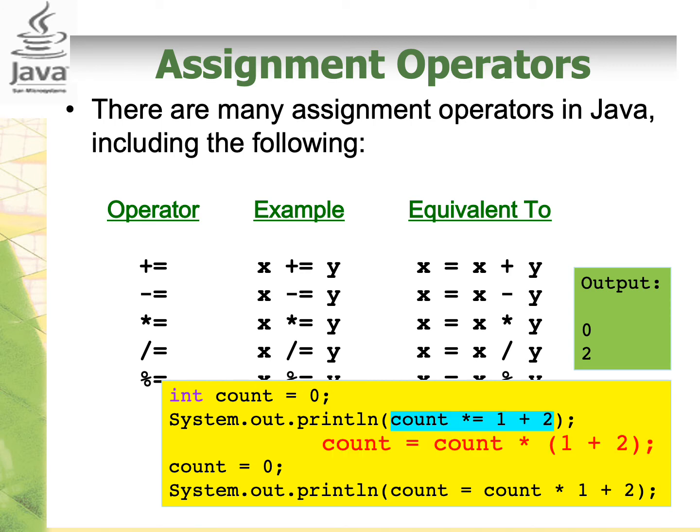In the first one, when we do count times equal 1 plus 2, as we learned previously, it will solve the right side first. So this is basically count equal to count times, in parentheses, 1 plus 2. The second one, which is count equal to count times 1 plus 2, is evaluated according to the precedence rule, which is multiplication first and then addition.